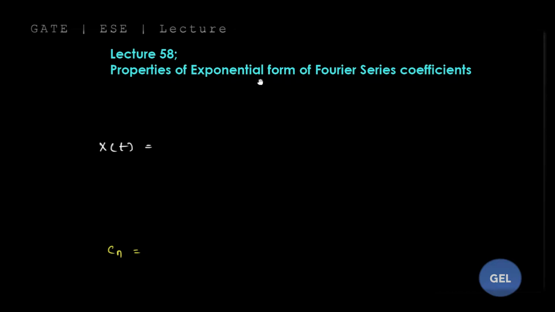So I'm talking about the exponential form of Fourier series coefficients. I'm not talking about trigonometric Fourier series coefficients, I'm not talking about an and bn. Those are trigonometric Fourier series coefficients, right? For the exponential form, I'm talking about Cn. So we're going to discuss various properties of these exponential Fourier series coefficients, that is your Cn.